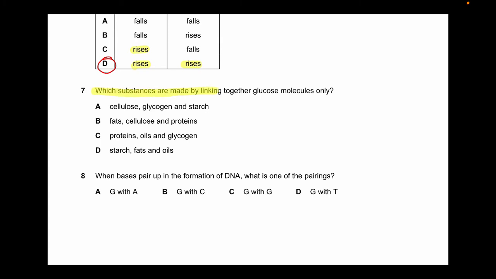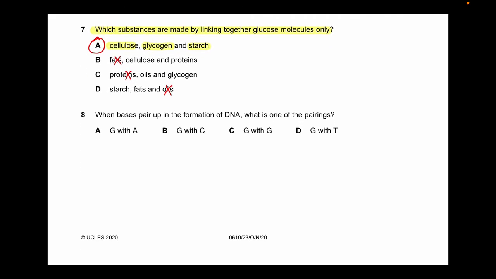Which substances are made by linking together glucose molecules only? We know glucose molecules produce cellulose, glycogen, and starch. Glucose does not produce fat, nor protein or oils. So option A is the correct answer. When bases pair up in the formation of DNA, what is one of the pairings? Guys, we know that A pairs with T and C pairs with G in DNA. So G with C is the correct answer.